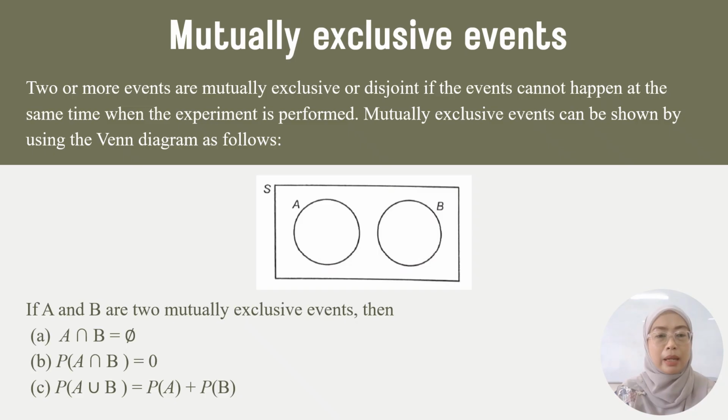If A and B are two mutually exclusive events, then A intersection B is an empty set. And B, the probability of A intersection B must be equal to 0. And C, the probability of A union B equals the probability of A plus the probability of B.